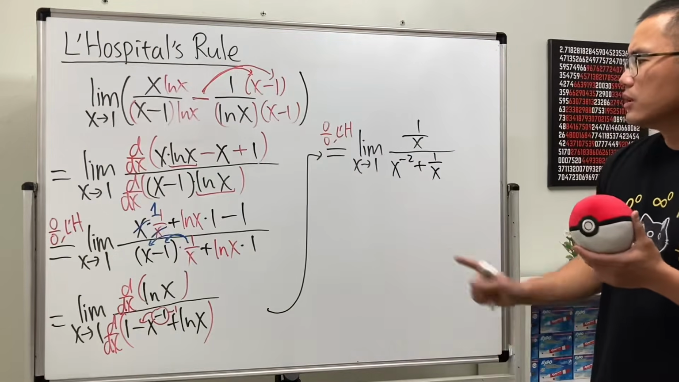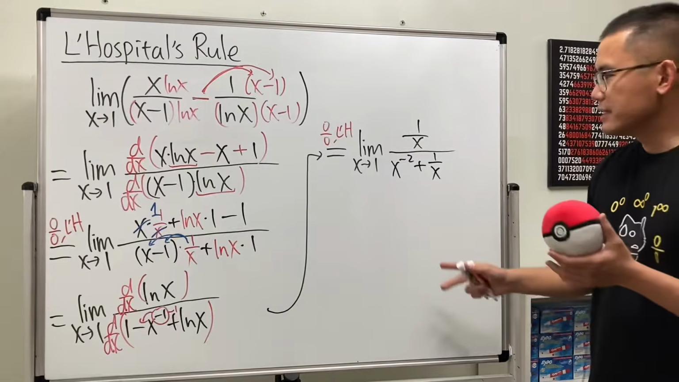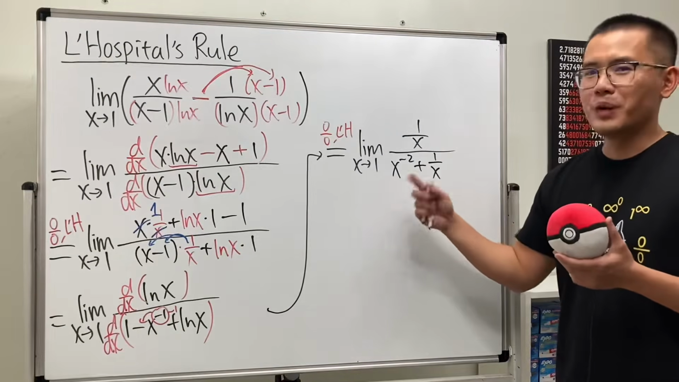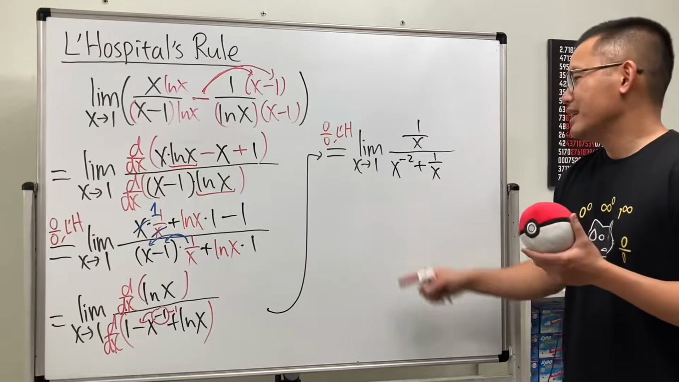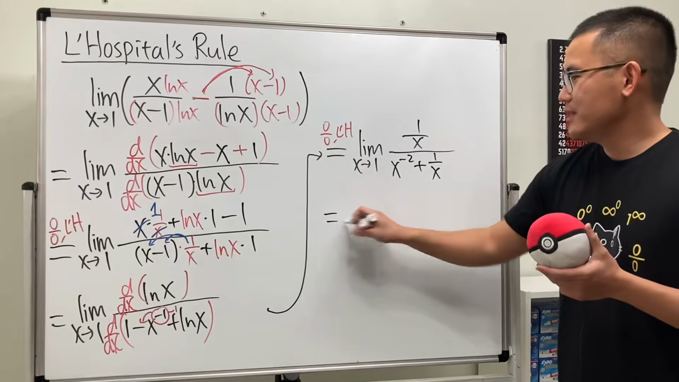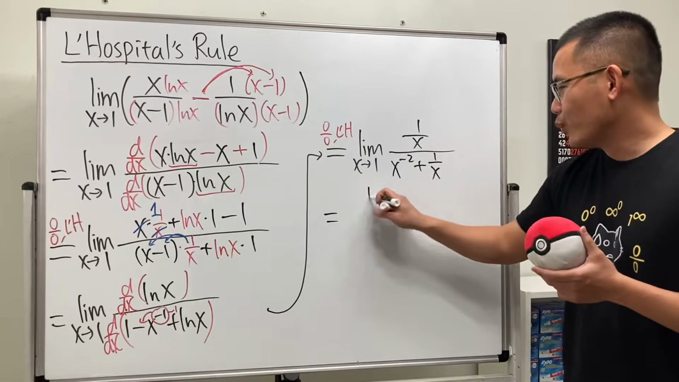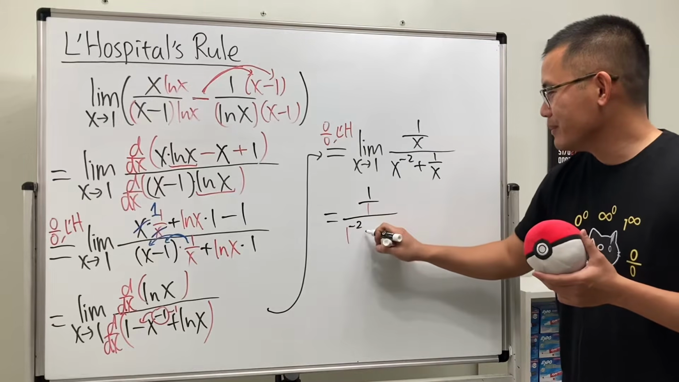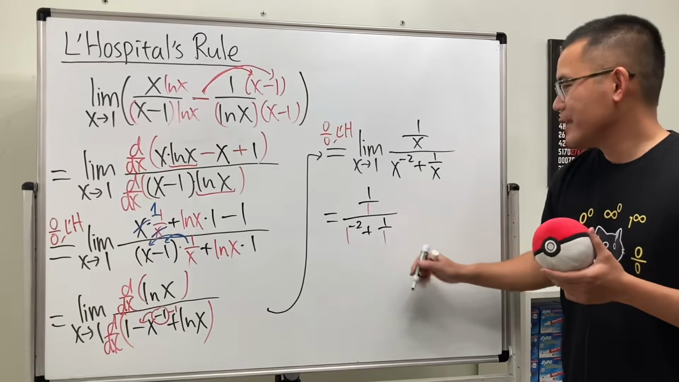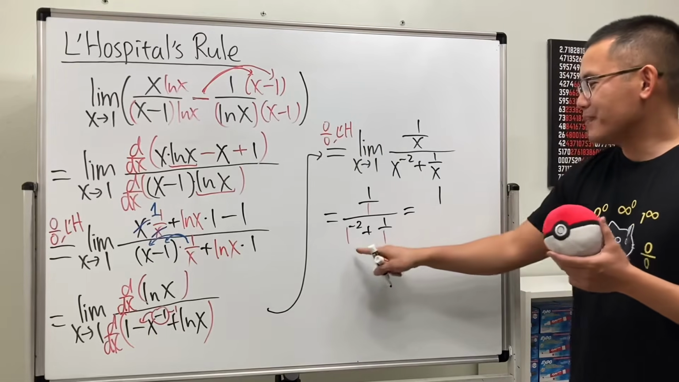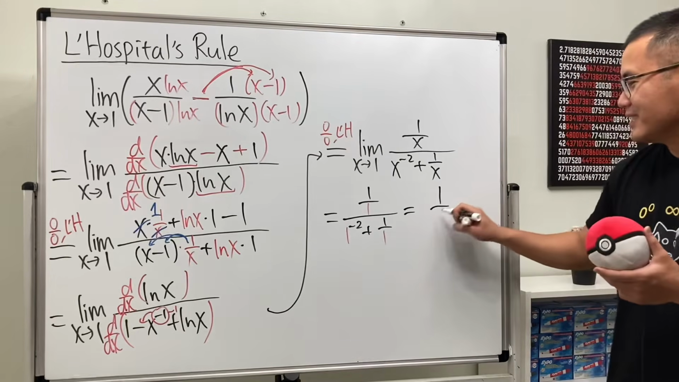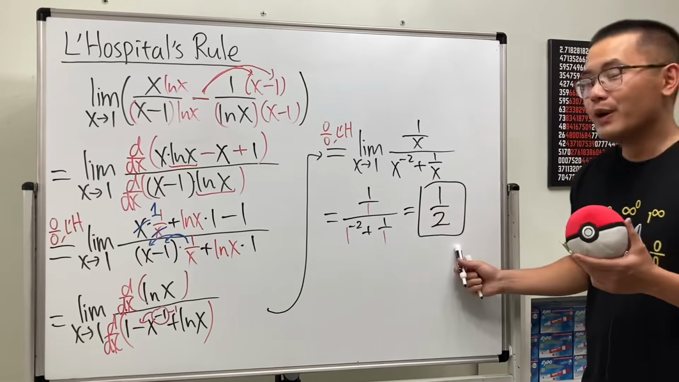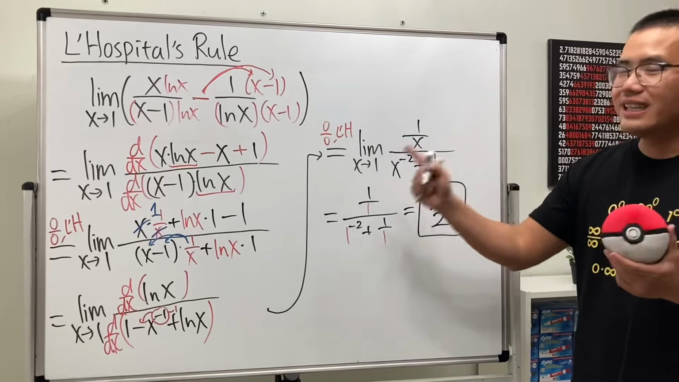Alright? So now if you take a look right here, we can simplify this, or you can just plug in 1 into all the x's, up to you. Just plugging 1 into all the x's, it's just 1 anyway, right? So 1 over 1 over 1 to the negative 2 plus 1 over 1. On the top is 1. On the bottom is 1 plus 1. So ladies and gentlemen, the answer is just 1/2. And that's it for that limit, and then we are done.